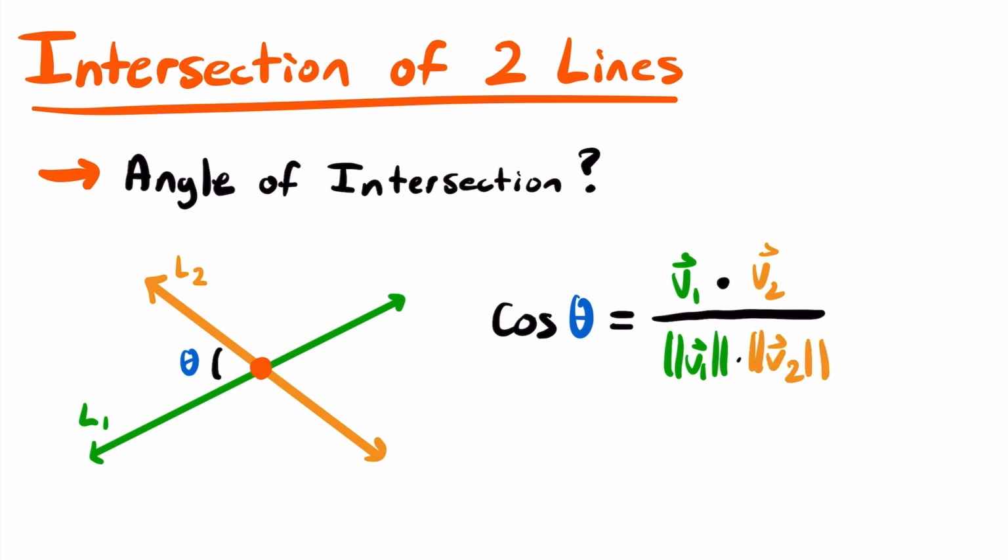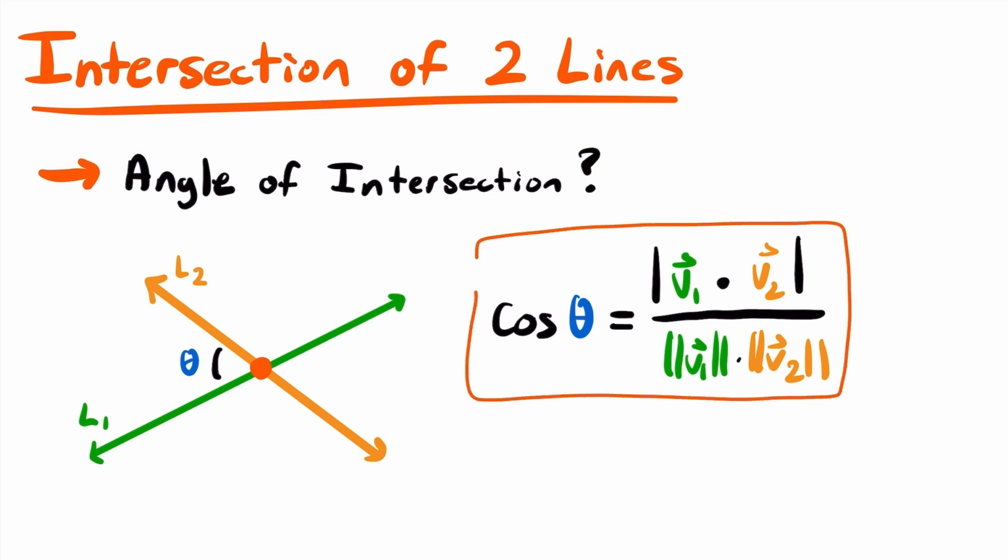Okay? And then you might also want to add these absolute value bars up top, because that will ensure that you get the acute angle between those two vectors and not the obtuse angle. All right, you want the smaller angle that is less than 90 degrees. Okay, and so it's not any more complicated than that. If you want to find the angle of intersection between two intersecting lines, you just use the formula for the angle between two vectors, where the two vectors in that formula are the direction vectors for those two lines.